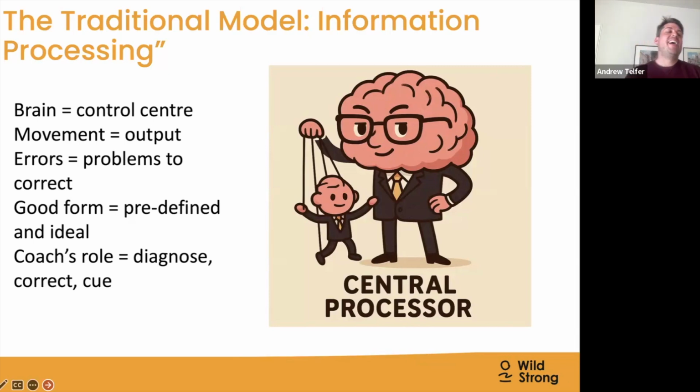All right. So we've got this idea in this traditional information processing model that the brain is the control center, and the movement is the output. Any kind of errors in this perfect form are problems that have to be corrected over time. Good form is predefined, and the coach's role is to diagnose, correct, and cue.